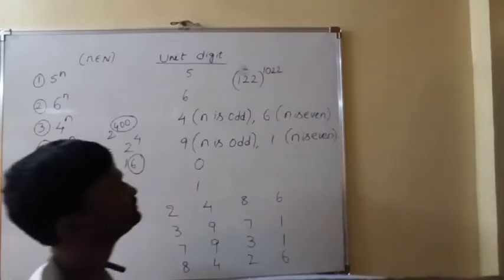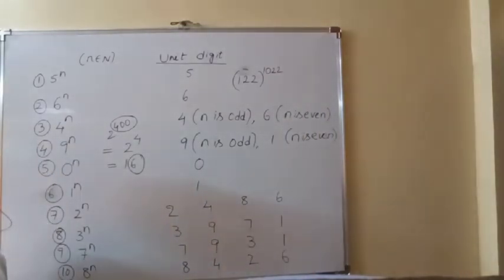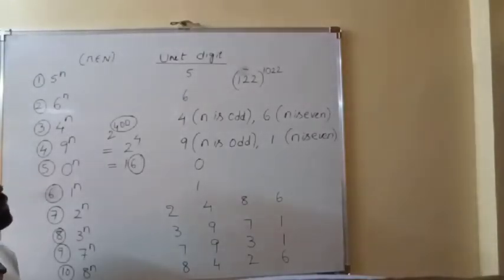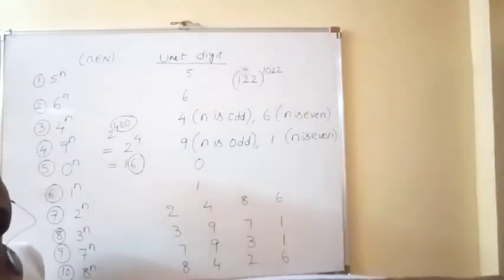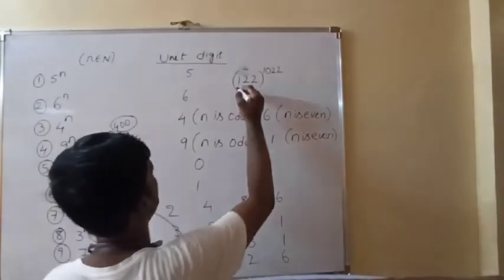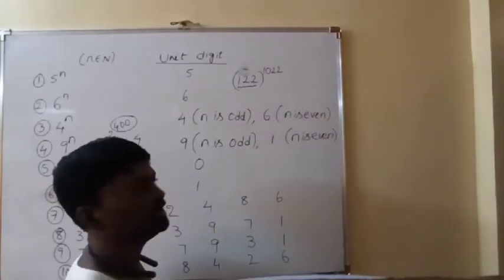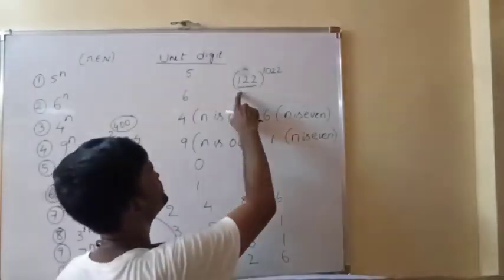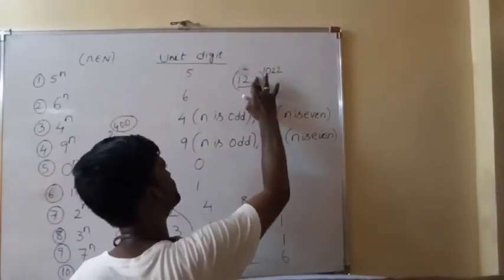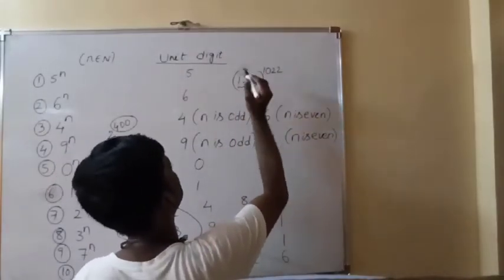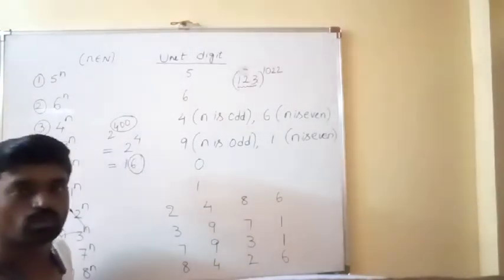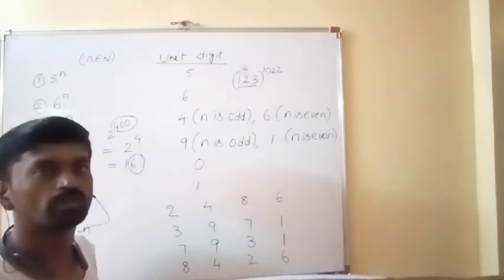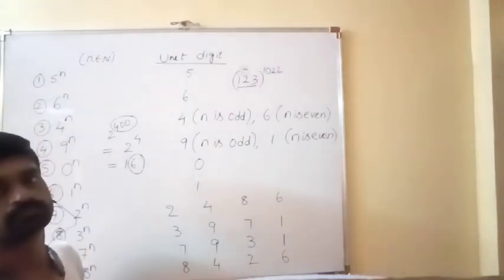Okay, so suppose they ask: what is the unit digit in 122 whole power 1022? What is the base here? 122. Or you consider 123, no problem. The question is: what is the unit digit in 123 whole power 1022?